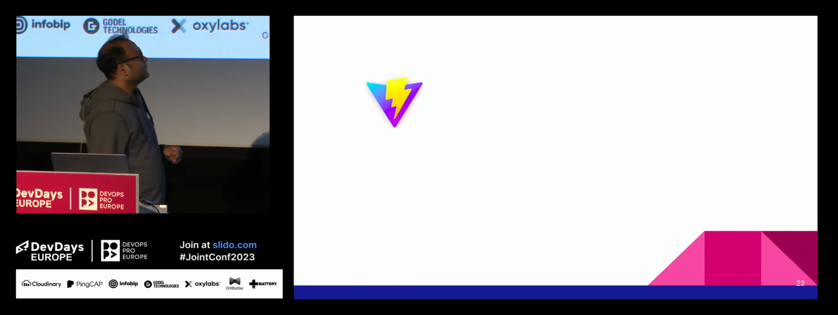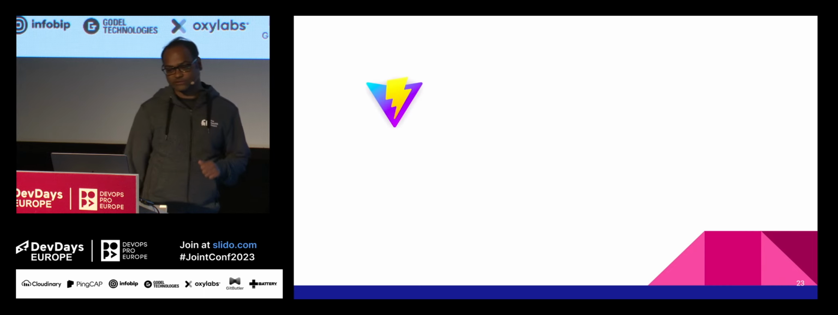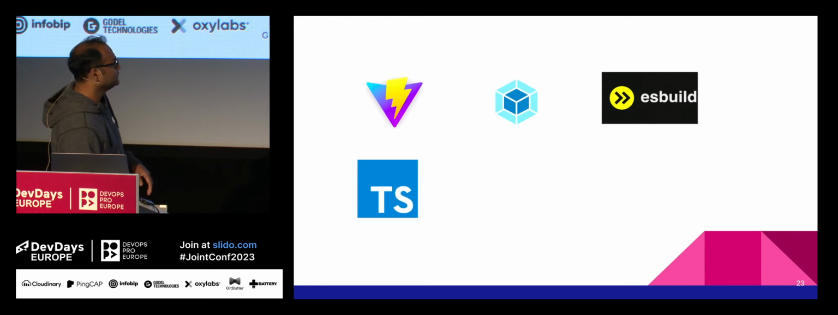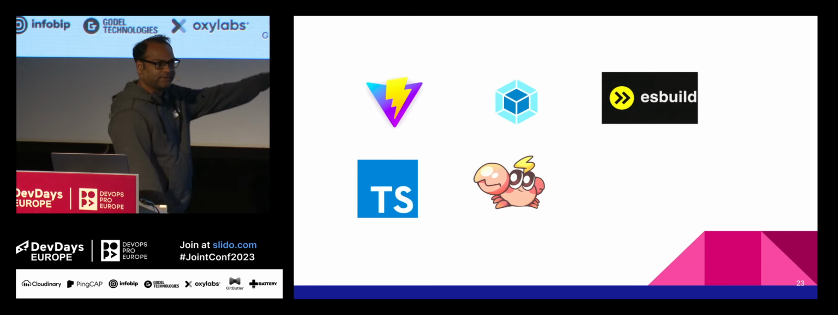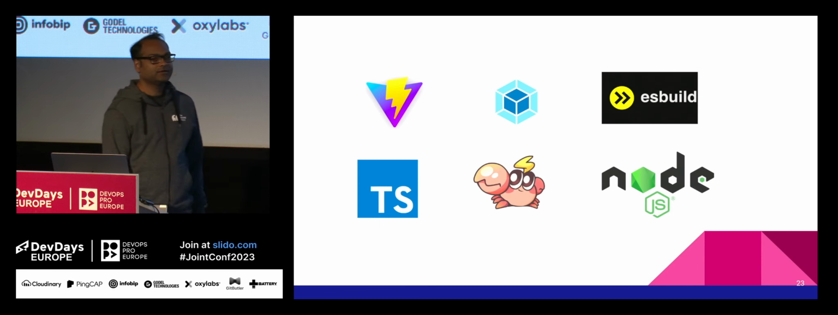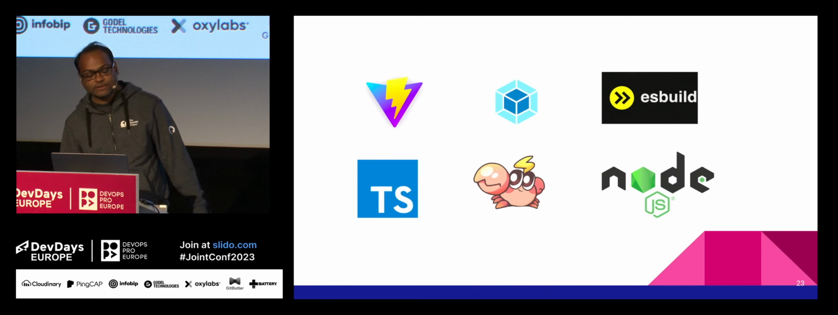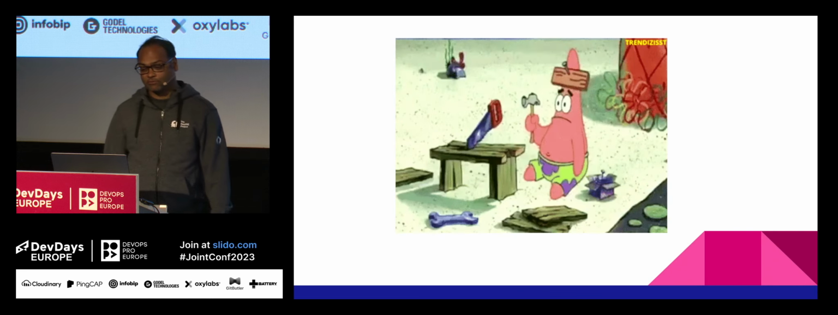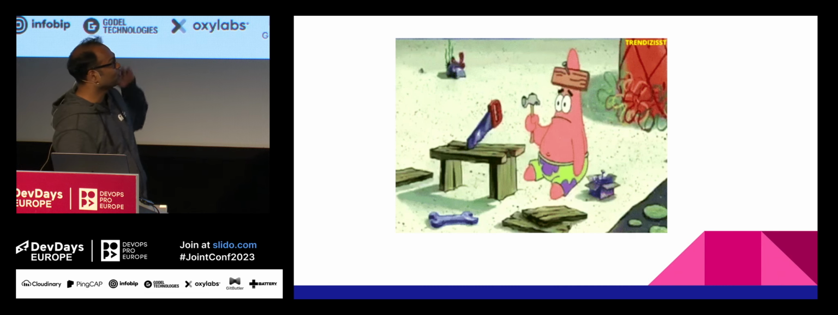Even more, as I said, different build tools, right? What if your build tool can support Vite, Webpack, ESBuild, TypeScript? This is RSPack. This is a new tool, cute logo. And then you have Node. What if your build tool can actually support all these tools out of the box? And then you can bring your own, just build your own.